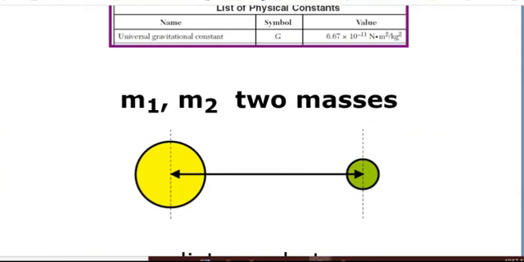Now let's see if you can listen. Compare the force of yellow on green with green on yellow, because there's a force between them. Good. Equal but opposite. A lot of people would think the yellow exerts the biggest force on the green because it's bigger. Nope. Newton says it's equal but opposite.